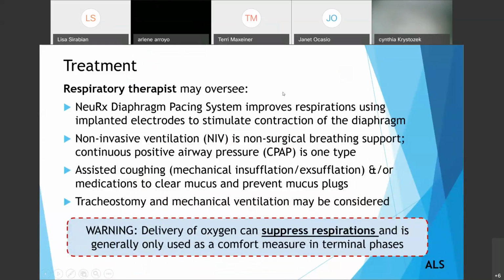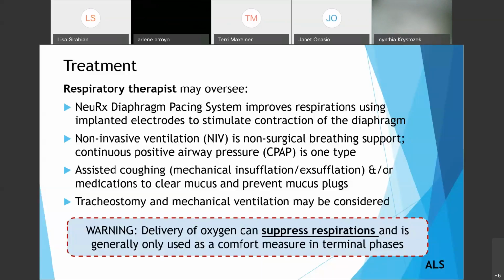There's also non-invasive ventilation. So the one that we're probably most familiar with is CPAP. So this is a non-surgical way to support this person's breathing. Then there's something called assisted coughing. And so what this has to do with is positive pressure. It's a device that provides positive pressure with then a quick switch to negative pressure. So it blows in with pressure and then sucks out. Ultimately, that's what it does. There's negative pressure to try to help them clear the mucus, clear the secretions, not get pneumonia.